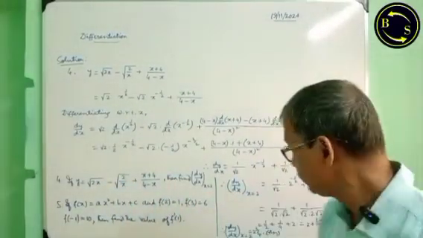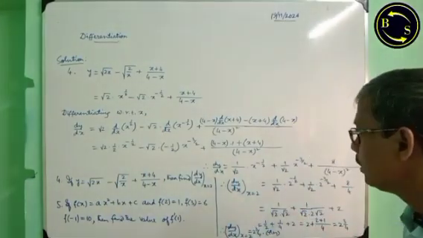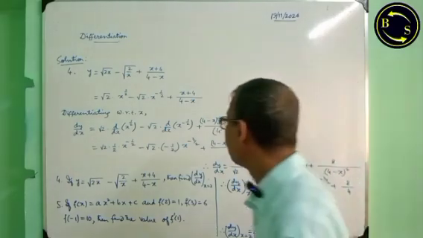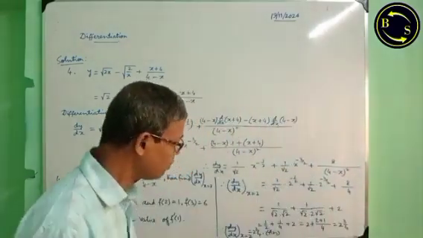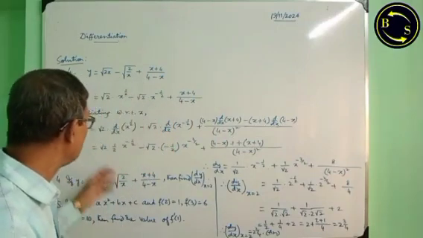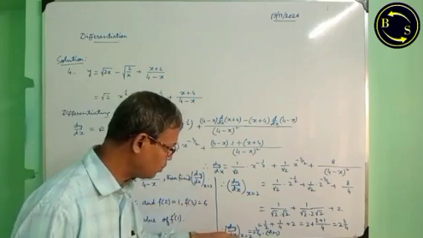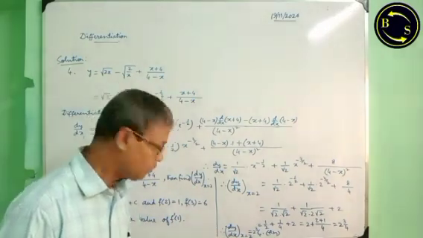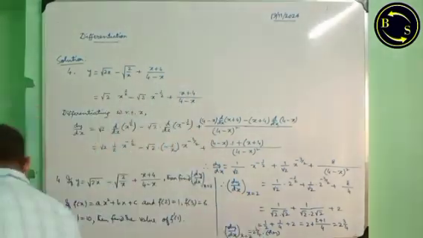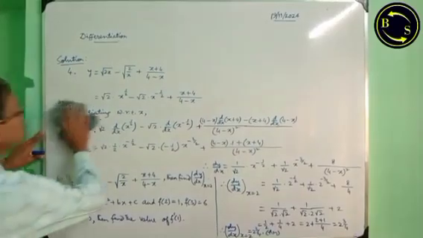Sometimes you have to calculate like this. There may be some complications, but you have to be very strong to simplify that. Finally, we get the result of dy/dx at x equal to 2, which is 2 whole 3 by 4. Now we come to the fifth sum. For that I write this one.